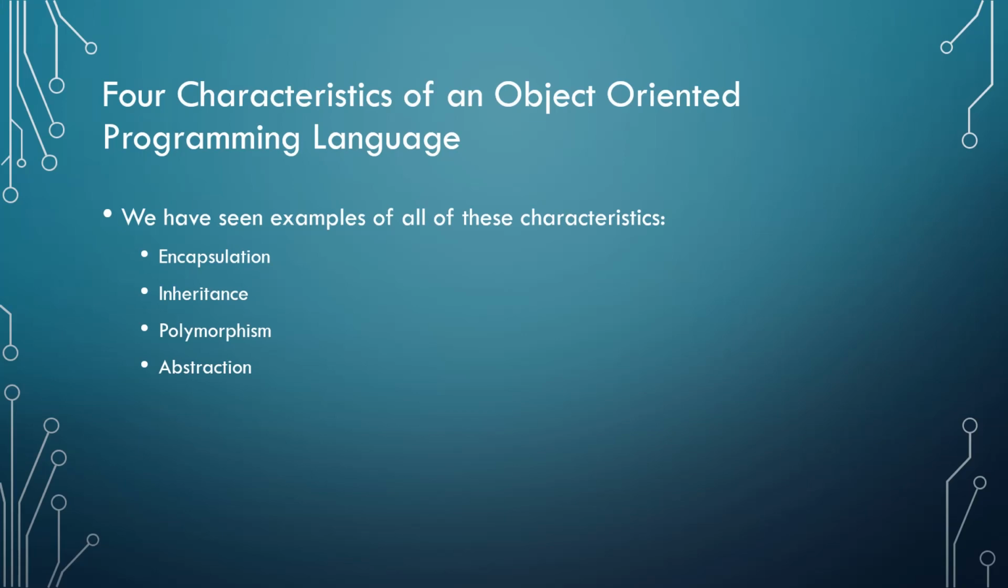So, in today's lecture, we're going to discuss the four characteristics of an object-oriented programming language, using C# as an example. We've actually seen examples of all these characteristics. Some people call them pillars: encapsulation, inheritance, polymorphism, and abstraction.